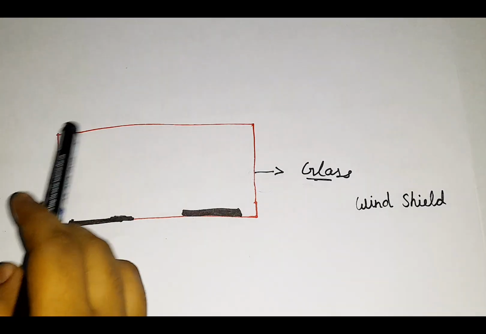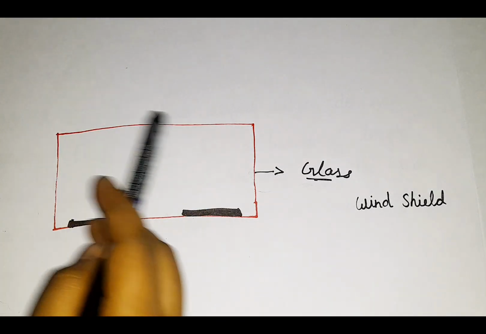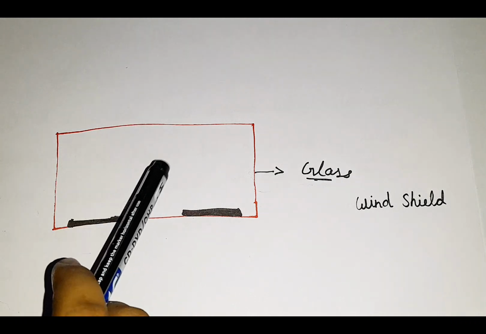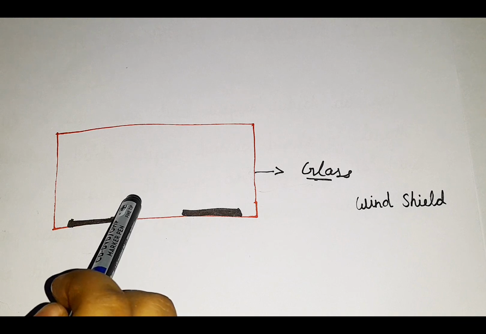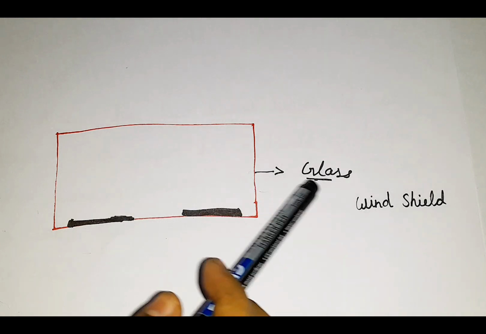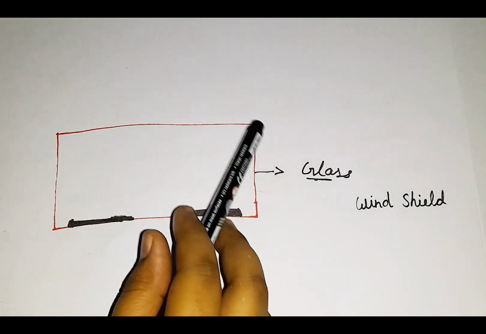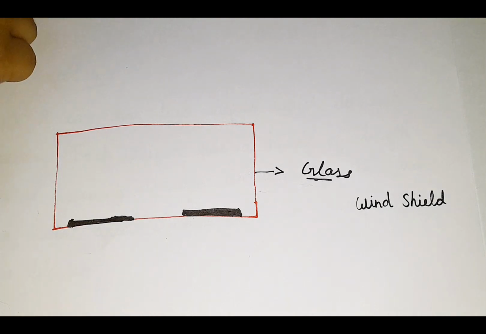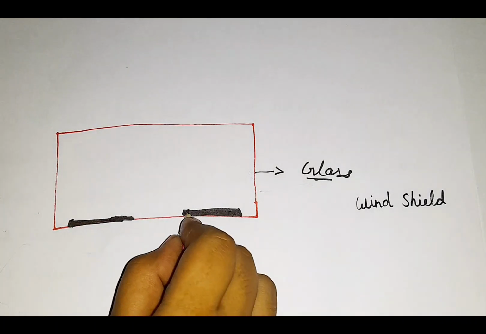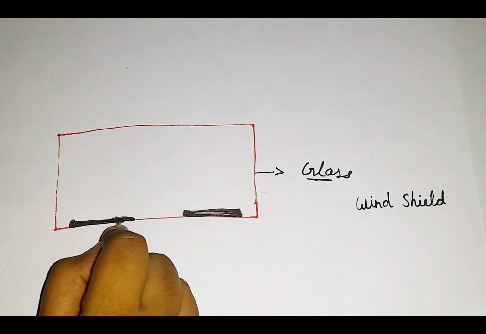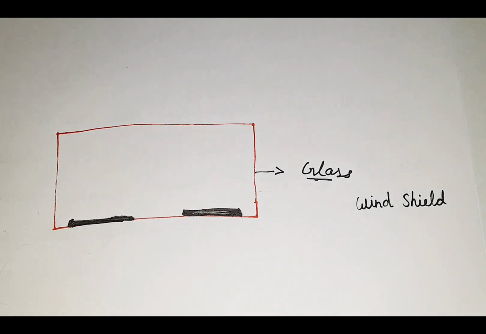So here you can see this is the glass, the front glass of a car. If it is a front glass, we usually call it a windshield. And if this is the windshield of a car, then of course they'll have wipers, am I right? So this black shaded portion is a wiper.